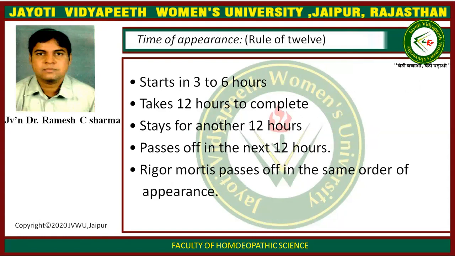Time of appearance is called the rule of 12. It starts in 3 to 6 hours and goes in three parts of 12 hours. First it takes 12 hours to complete, stays for another 12 hours, and then passes off in the next 12 hours. Rigor mortis passes off in the same order of appearance.